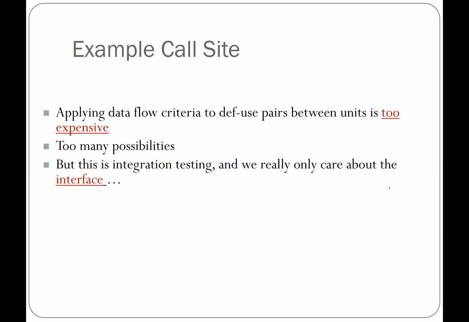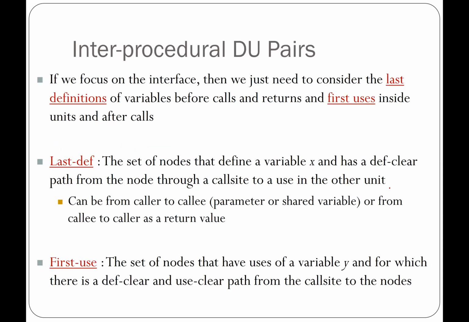So applying data flow criteria to def-use pairs between units is too expensive. There's too many possibilities, but this is integration testing, so we really care about that interface. And it's basically reusing what we were saying before. That gives rise to two definitions, which I've just explained a few moments ago.